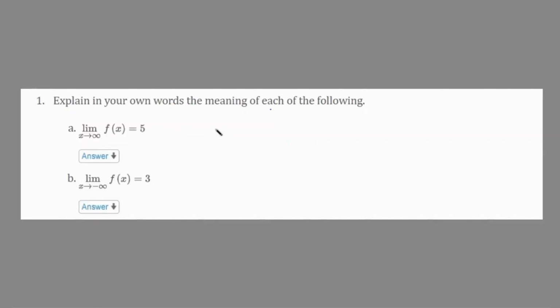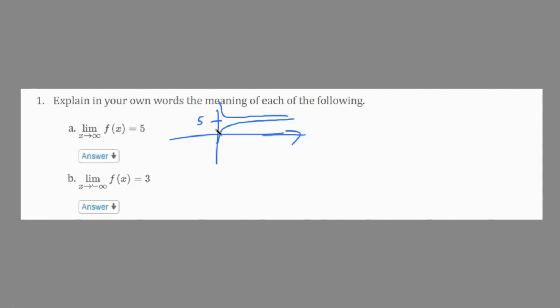Explain in your own words the meaning of each of the following. A: the limit as x goes to infinity of f(x) equals 5. What this is basically saying is as the x value goes to infinity, the y value reaches 5. We could just draw a mock graph. Let's say this is 5 right here. Or it could come from the top as well, it doesn't matter. That's basically just a horizontal asymptote is all we're showing here.